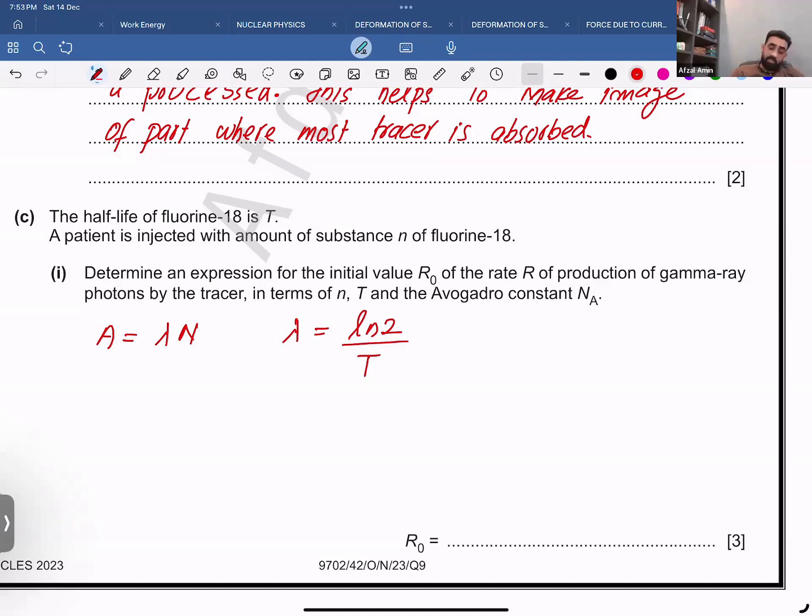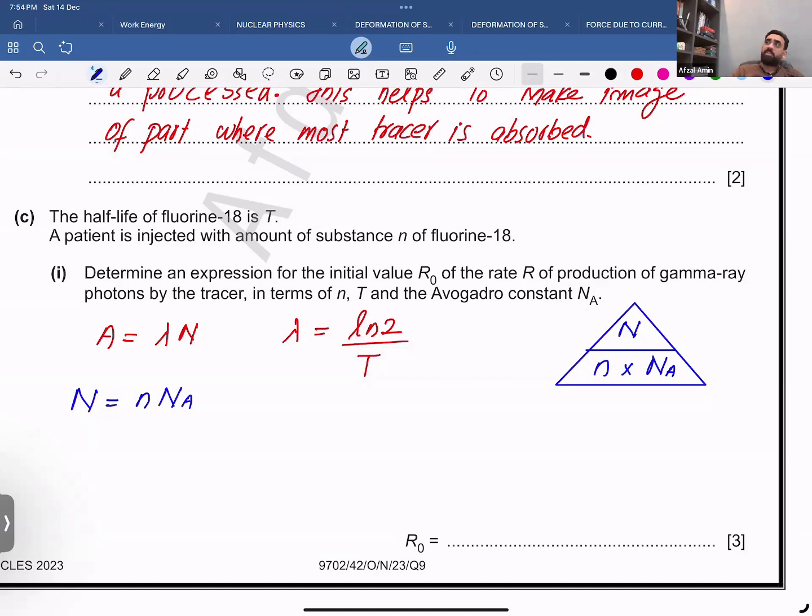So first of all, let's find N. If you go back to your thermal physics, you studied that the total number of particles of any substance is the number of moles times Avogadro's number. So from here, N will be n into N A. They want it in these terms. They told you, yes?